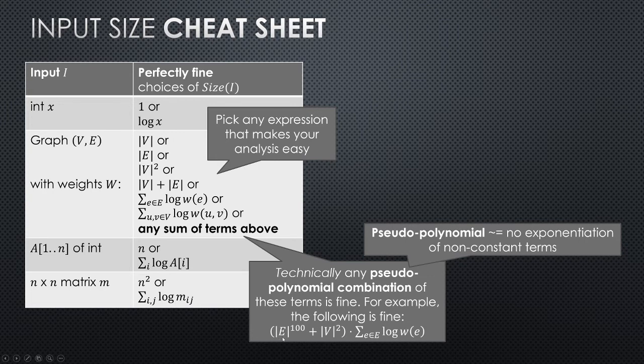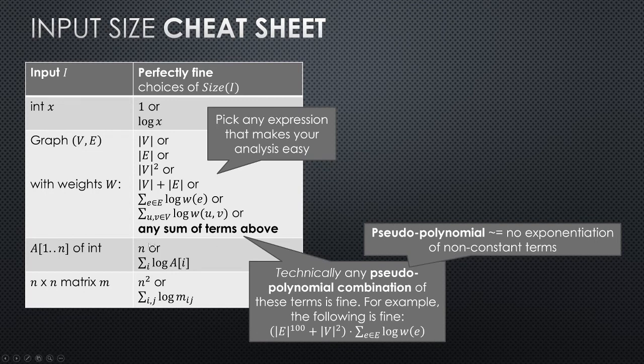You could do the edges plus the number of vertices squared, all of that times the sum of the number of bits needed to write down all the edge weights. Okay, so if this happened to look very similar to the runtime of your algorithm, you could let your size be that, and you could easily prove that your algorithm is polynomial in this.